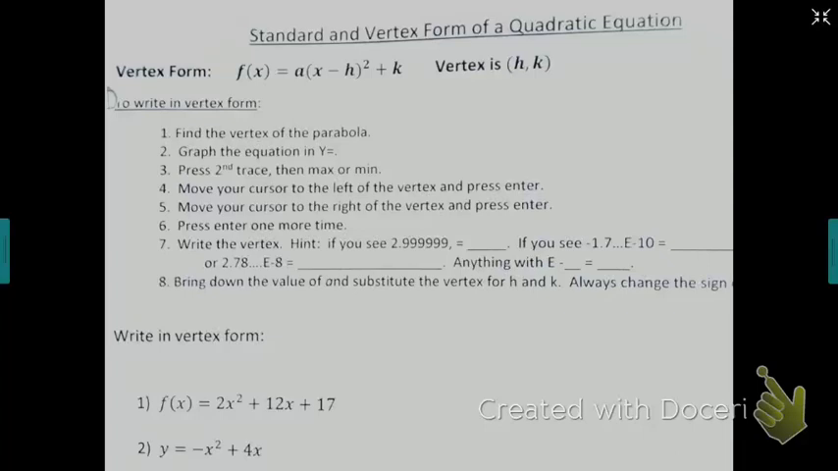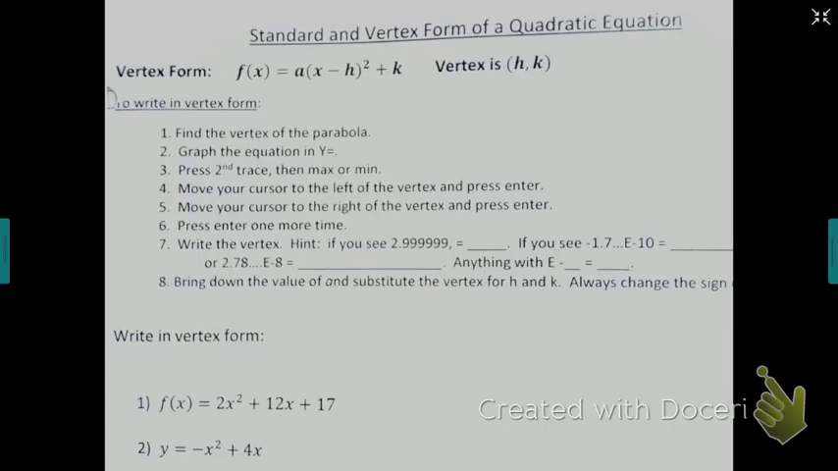We're trying to write the equation in standard form and vertex form. And what we have left for today is just to do the vertex form. But you look at all these directions here. To write it in the vertex form, find the vertex, graph the equation, press second trace. All of that is the calculator method. Okay? That's if you're using your calculator.